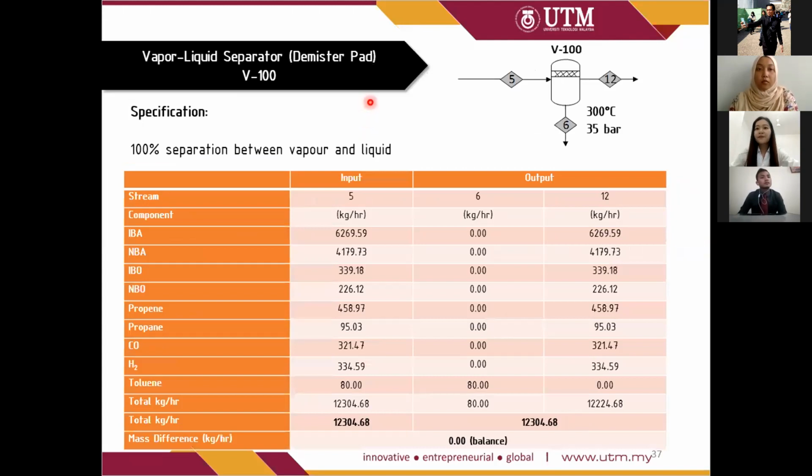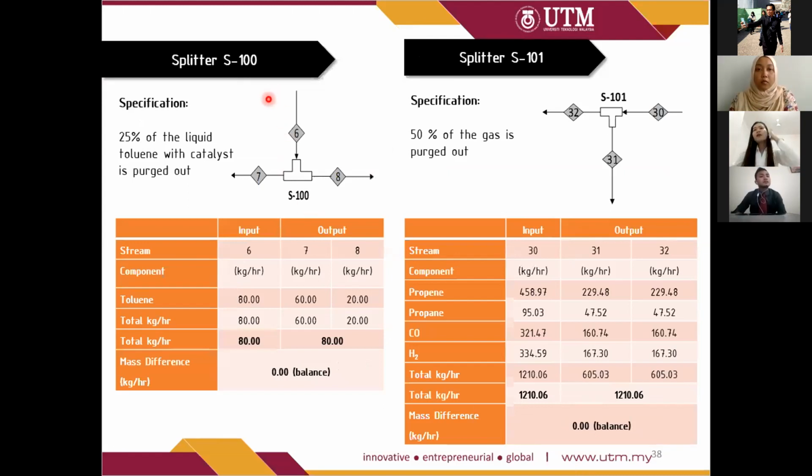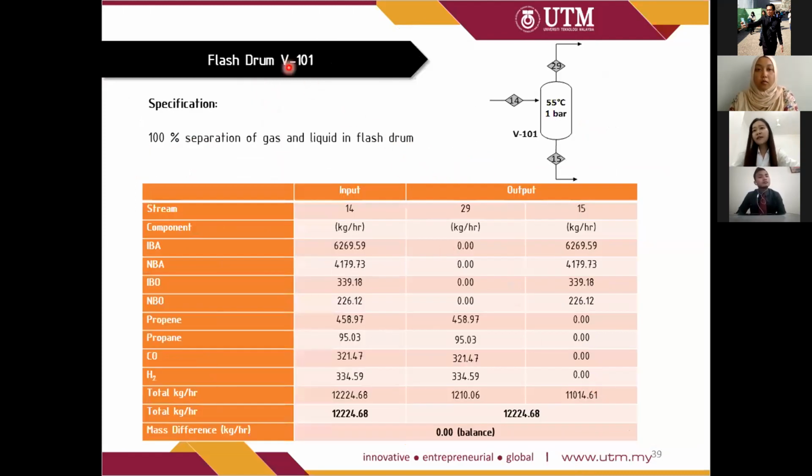Next, this is a vapor liquid separator, the demister pack, which is used to separate the liquid catalyst from the gaseous product. So we assume that there is 100% separation between the vapor and liquid, and the mass difference calculated between the input and output is 0. Next, for the splitter S100, 25% of the liquid toluene with the catalyst is pushed out, while for the splitter S101, 50% of the gas is pushed out. There is no mass balance calculated for input and output for both of the splitters. So next, the flash drum also shows that the mass is balanced.